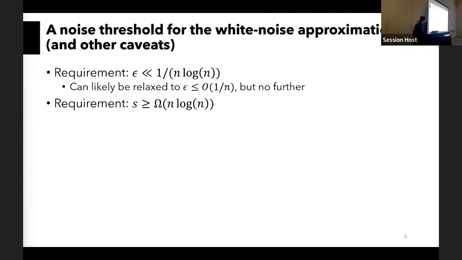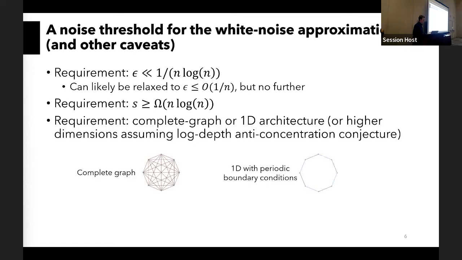And then there's an additional requirement that the circuit size has to be at least n log n, which isn't too much of a requirement. It means that the depth has to be about log n, but it does rule out the case of constant depth circuits. And then finally, in our proofs, in order for them to fully apply, we need the connectivity of the random quantum circuit to be either a complete graph, where you have all-to-all couplings, or one dimension where you put the qubits on a 1D ring and you do nearest neighbor gates. But we don't think this is essential. Under a weak conjecture that 2D circuits have this anti-concentration condition after only log depth, then our results would also apply in 2D. So we think it's really a generic phenomenon.